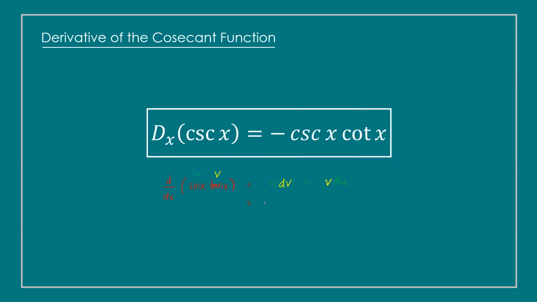So first is U, so that would be sine x. Then multiplied by the derivative of V. So derivative of V is secant squared x. So again, if you know the formula, you can answer this directly. Plus V du, so that would be tangent x times the derivative of sine x. Let's say that would be cosine x.